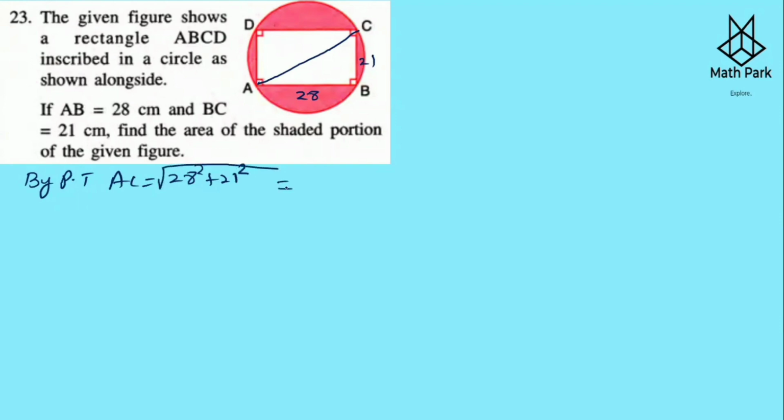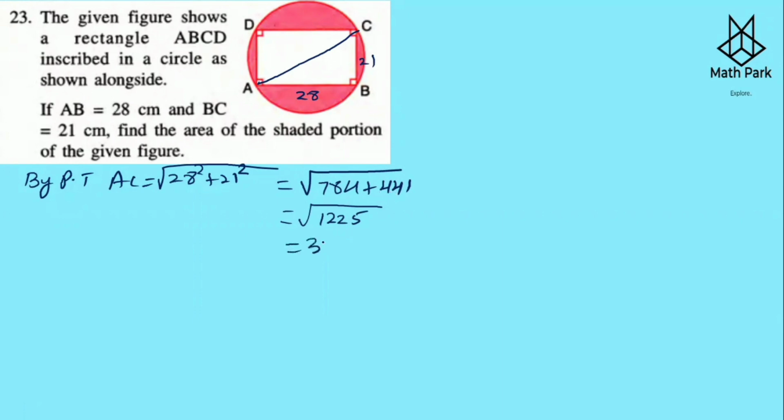So you get 28 square is 784 plus 21 square is 441. So add this 784 plus 441. So you get this as 1225, root of 1225. So square root of 1225 is 35.